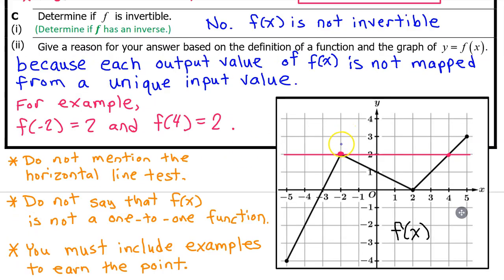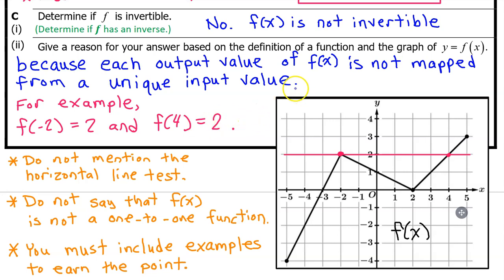Before I end this video, I want to show you what the answer would look like if f of x fails the horizontal line test. You're going to use the same wording as before, but you're going to say not in the middle of it. By the way, this time they worded the question by saying determine if f is invertible. That means the same thing as does f have an inverse? So it failed the horizontal line test, so we say no, f of x is not invertible. Or no, f of x does not have an inverse, because each output value of f of x is not mapped from a unique input value.